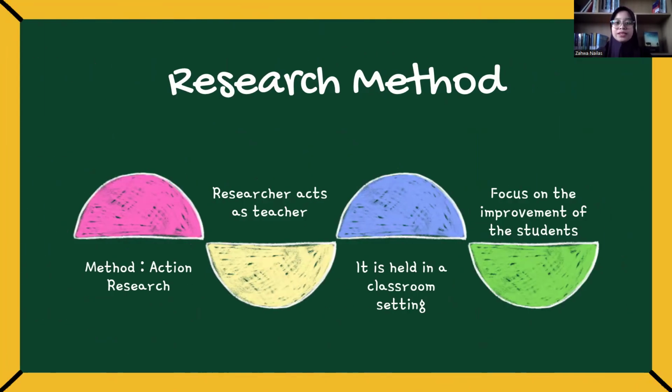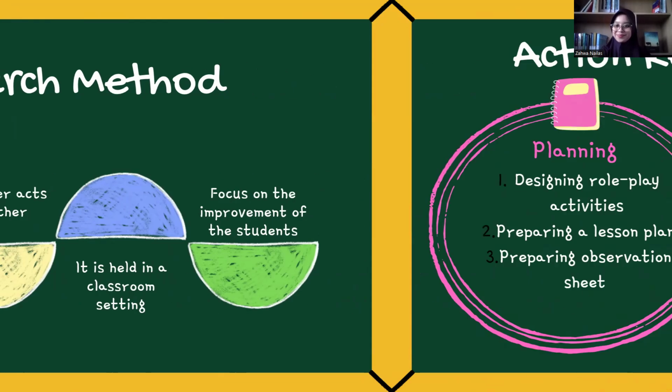For the research method, the first is that the method is action research. There are four types, but I take action research to answer all the questions. The second one, the researcher acts as a teacher. So I am a teacher, and I will do research in the classroom. It is held in a classroom setting. And then the fourth is focus on the improvement of the students.